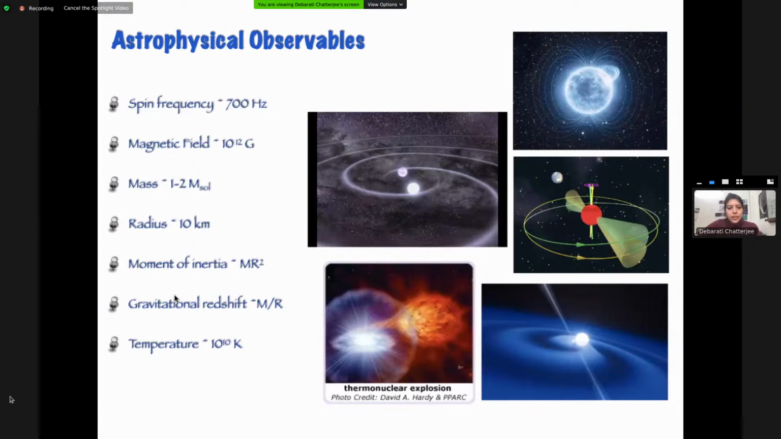Like I mentioned, cold. This is because the temperatures of neutron stars are extremely low compared to the typical energies of particles that are constituents of these objects.